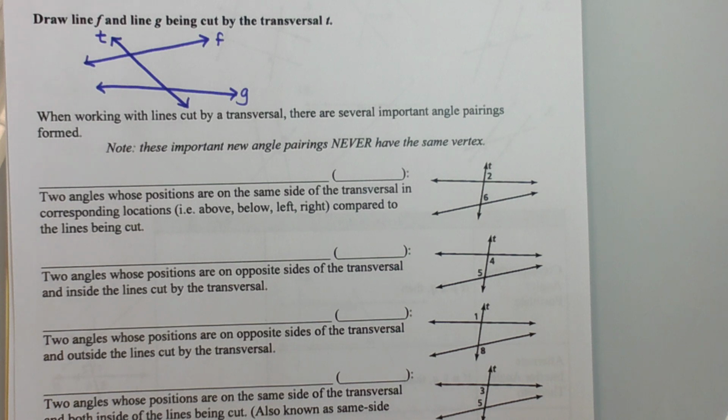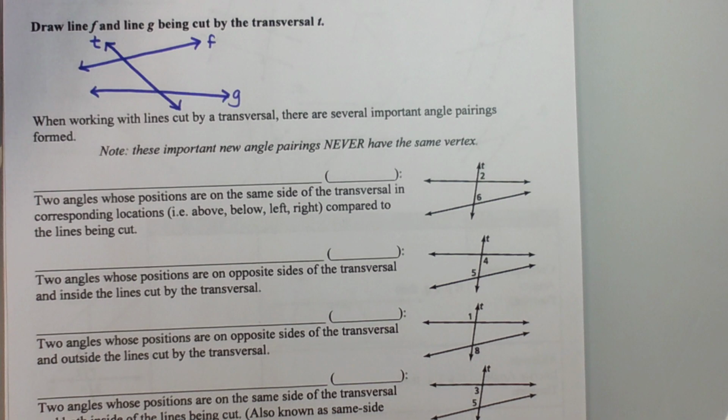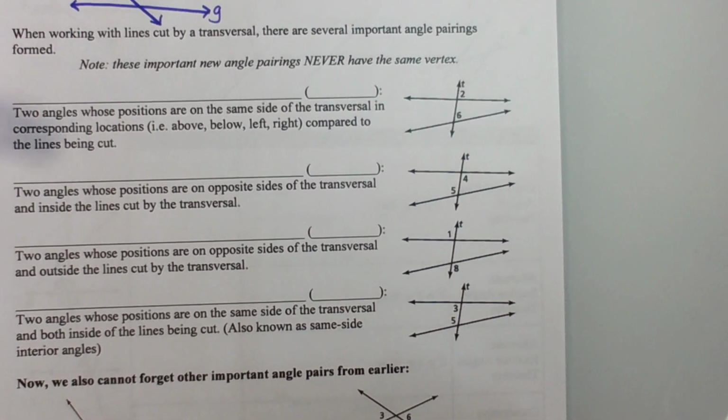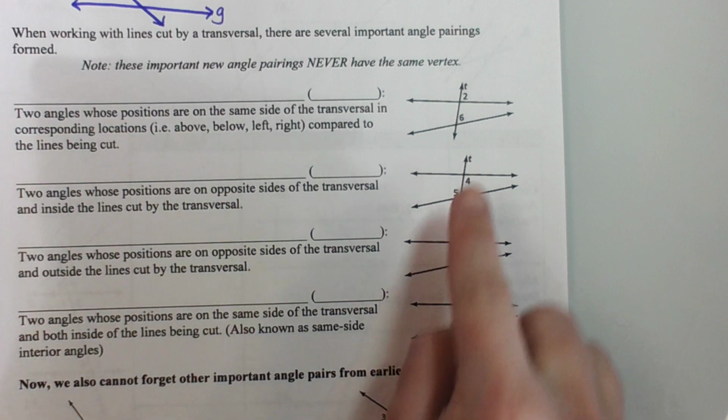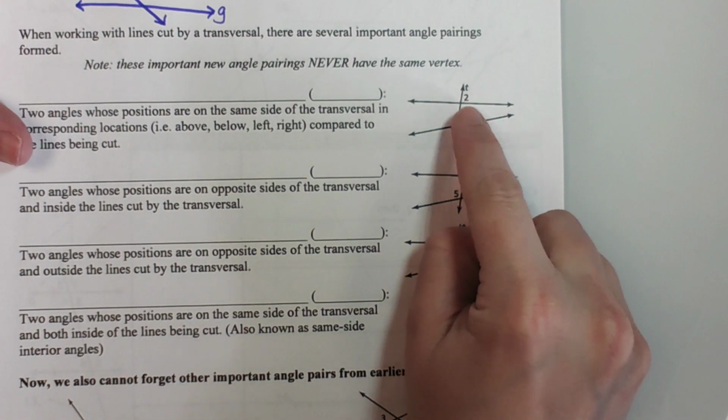If they don't share a vertex, that's when the new angle pairs come into play. Talking about having one angle from that vertex and one angle coming from this vertex. There are 4 specific types of angle pairs that pop up. The first angle pair, when you have two lines being cut by a transversal and angles that do not share a vertex, would be ones that look like 2 and 6 in this picture.